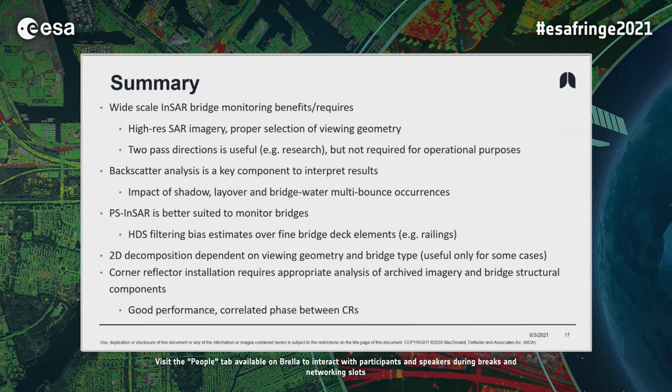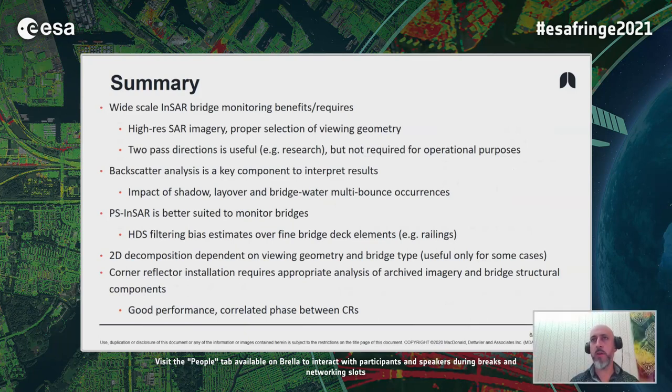An important aspect is the proper selection of the viewing geometry. This was demonstrated. I showed two cases where InSAR results were not optimal, but for the other viewing geometry, the results were very, very good. Two pass directions is useful maybe for research purposes, but it's really not required for operational purposes. Backscatter analysis is a key component to interpret results, even for installing corner reflectors or in understanding the different effects that different components of the bridge have, like the impact of shadow, layover and multi-bounce effects.